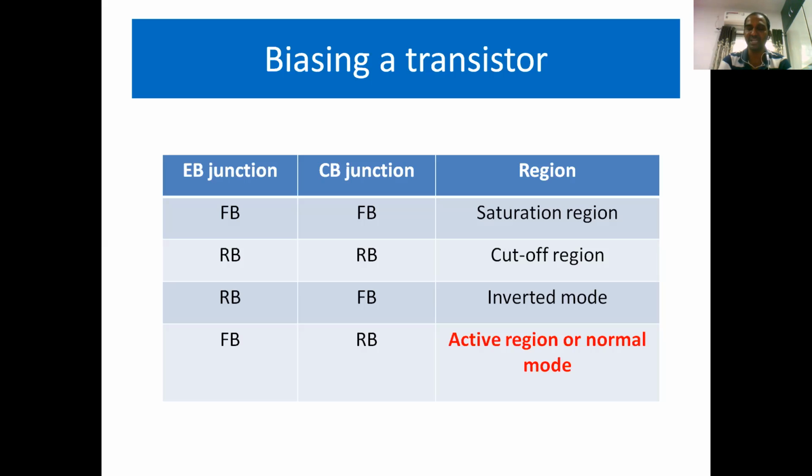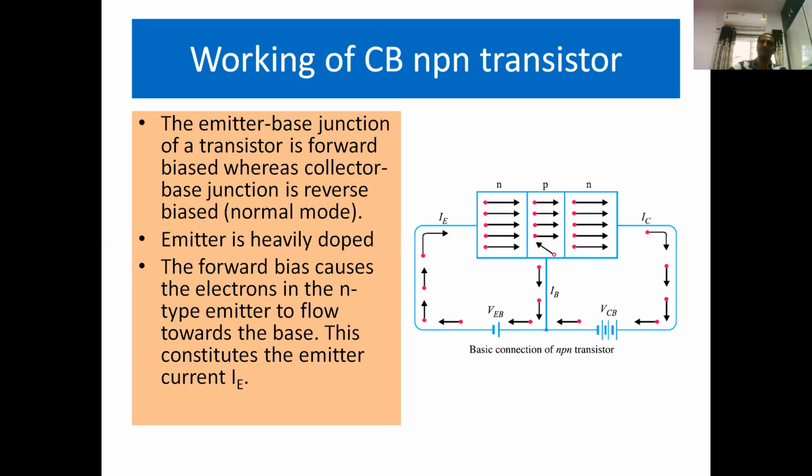If the emitter base junction is operating in forward bias and the collector base junction is operating in reverse bias, then a significant amount of current will be flowing. Such a mode of operation is called the active mode of operation. Opposite to that, when the emitter base junction is in reverse bias and the collector base junction is in forward bias, that is called the inverted mode of operation.